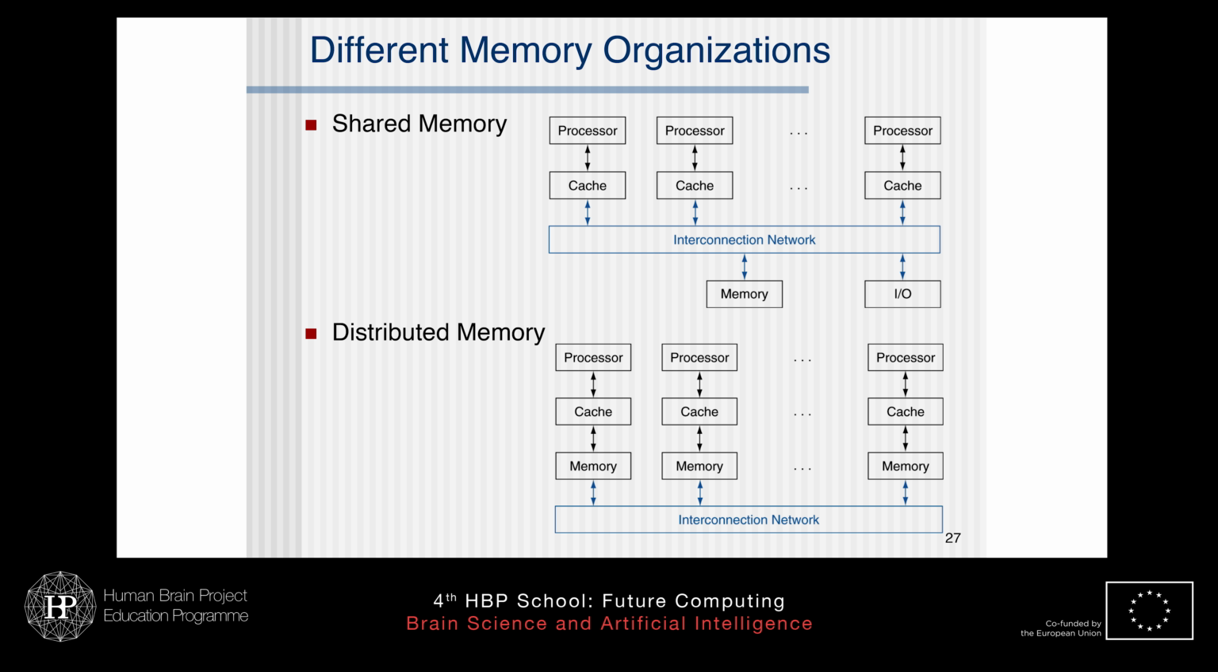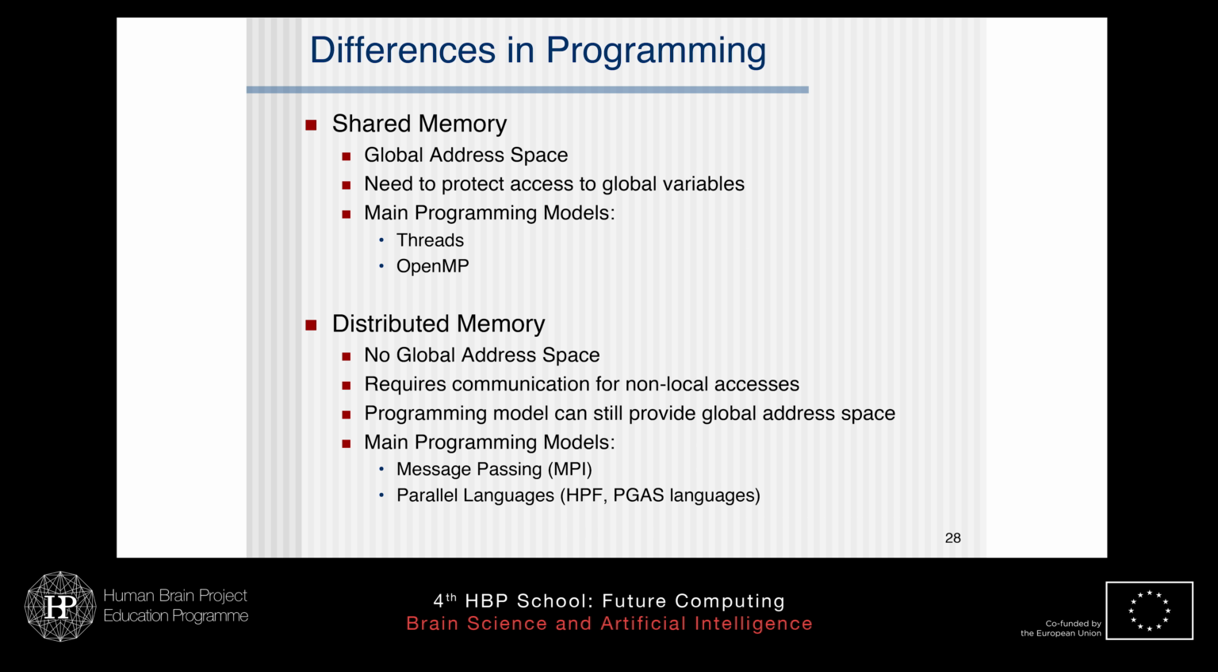Okay, then let's get back to the fundamental memory organization that we had: shared memory and distributed memory. The good thing about shared memory is that we have a global address space, so we don't need to worry about data distribution. In principle, effectively we do. But we need to synchronize things. And there are two main programming models, Threads and OpenMP. Has somebody programmed in Threads already? Pthreads, Intel Threads. Okay. OpenMP? Okay.